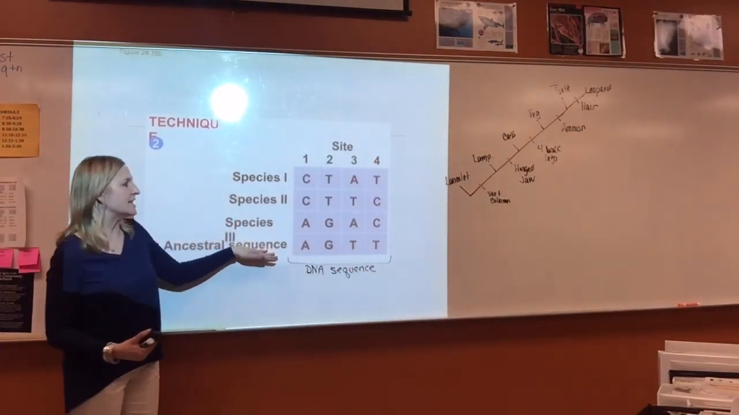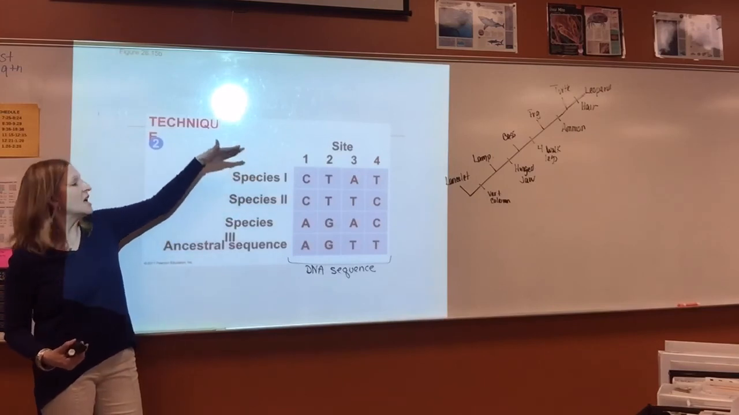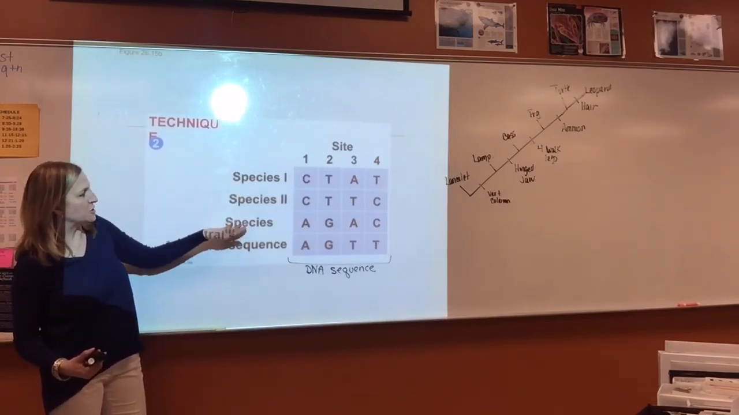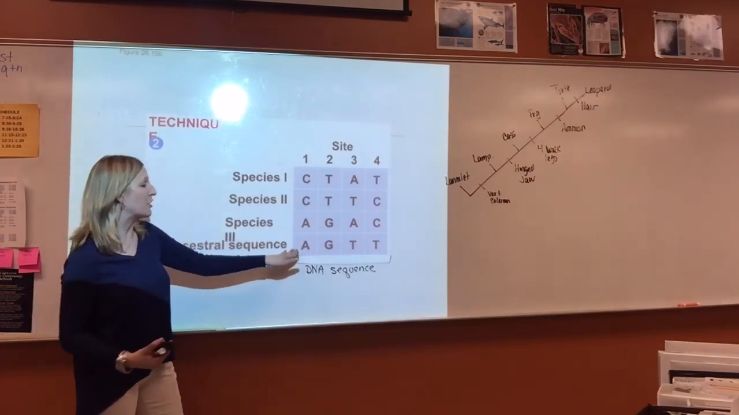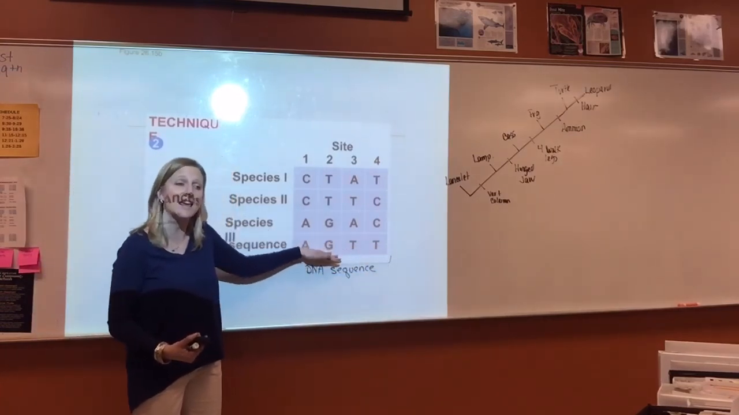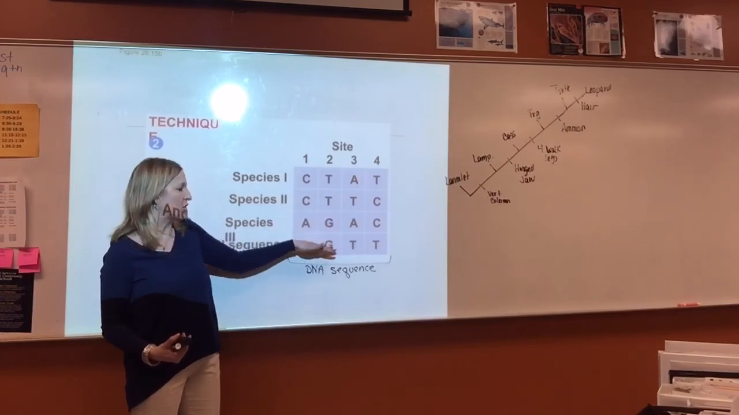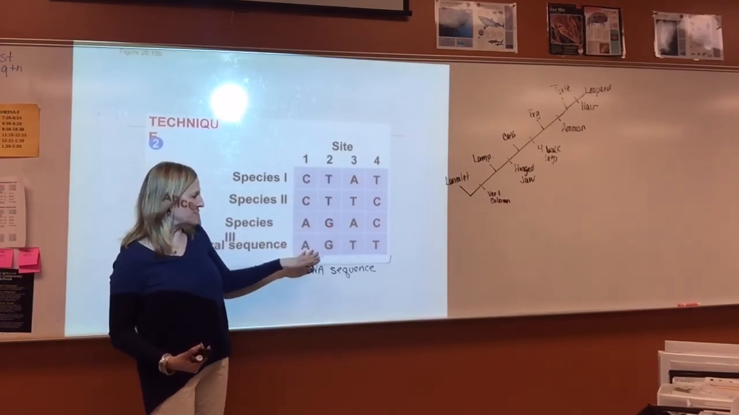So this is an ancestor to the other 3 species. And so here's species 1, 2, and 3. And so we're comparing a section of DNA, and you're going back and comparing it to what the ancestor was to see if there's any change that occurred in the DNA. So that's the first thing we're going to look at.